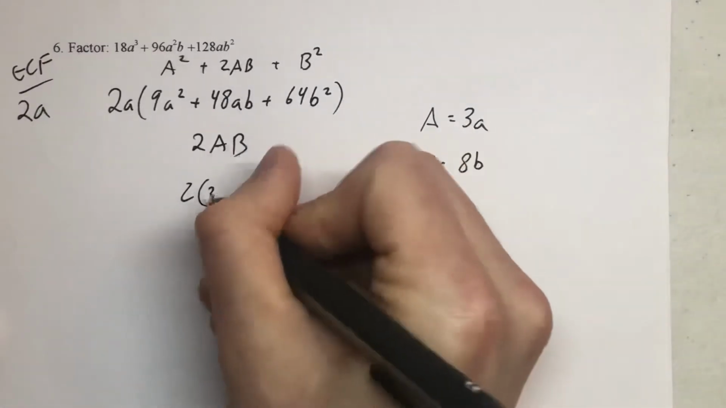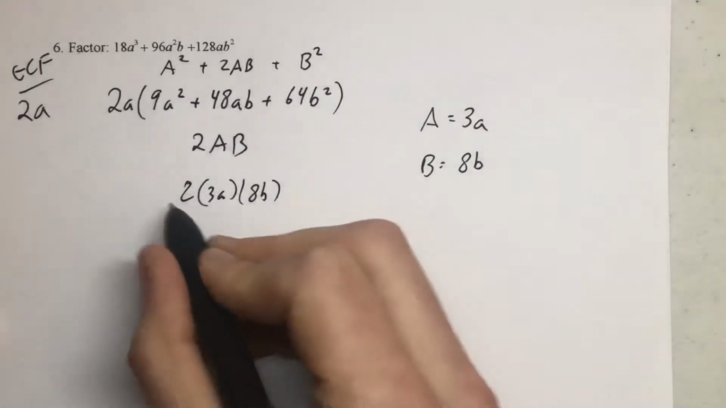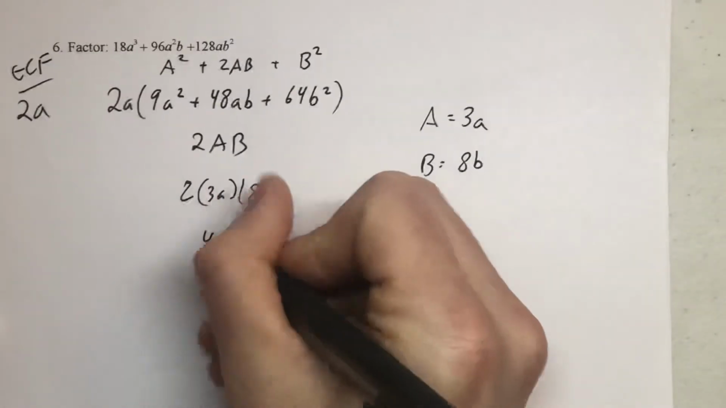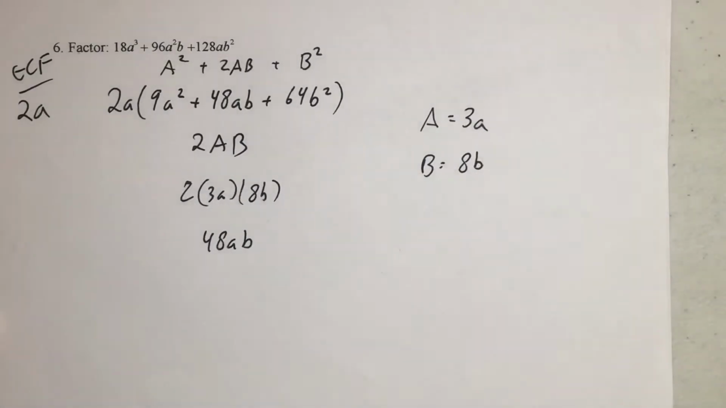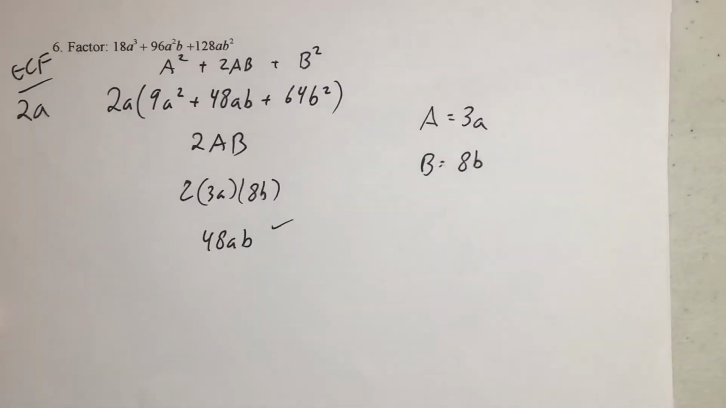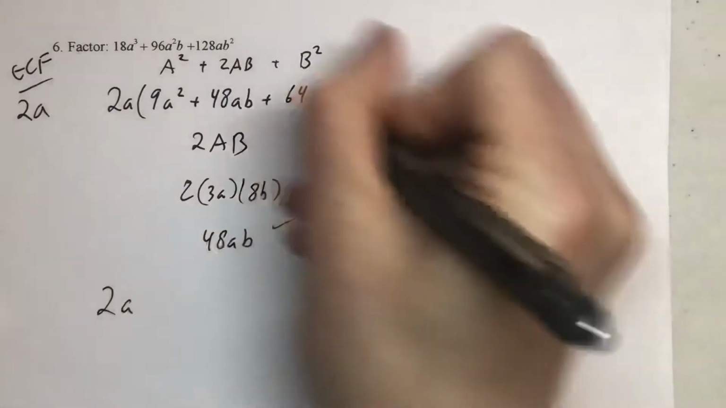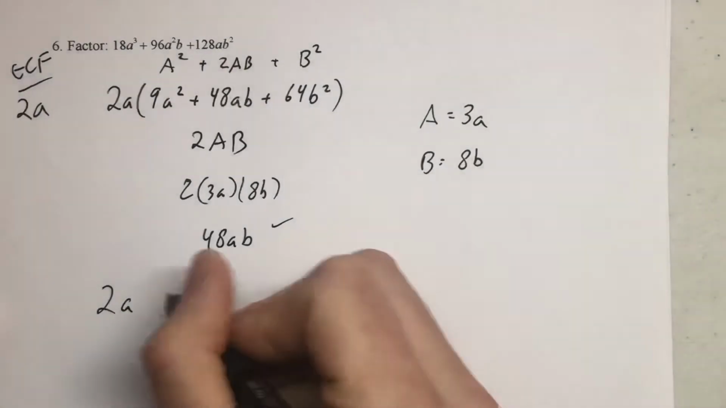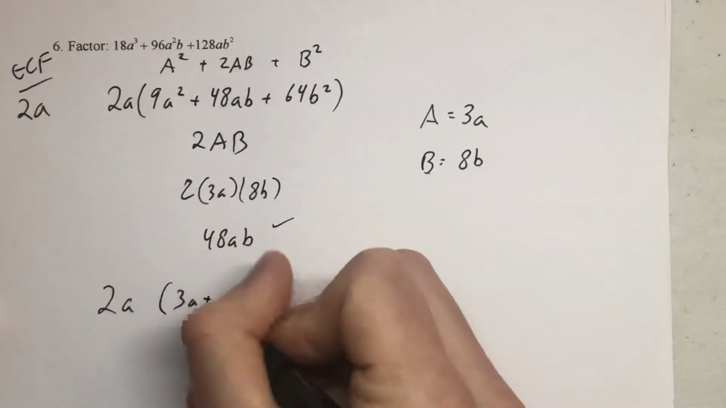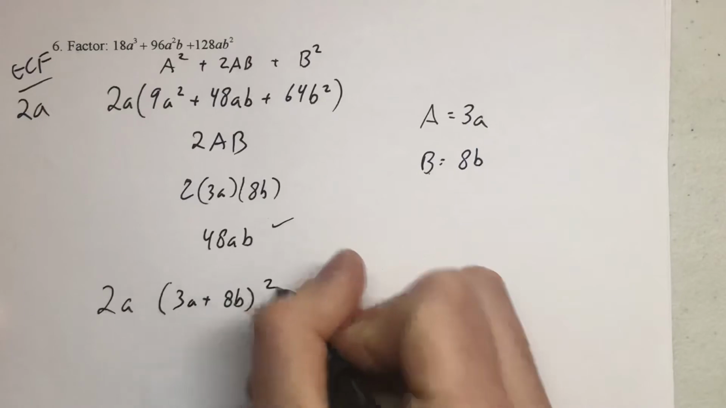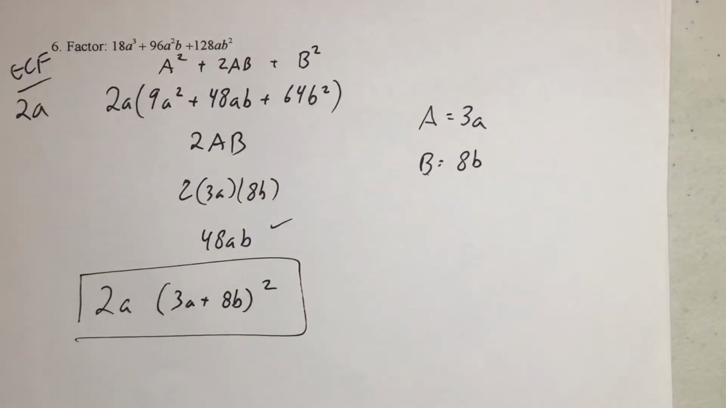What would you get if you looked at 2 times a times b? 2 times 3a times 8b. 2 and 3 and 8, so that's 48ab, which is exactly what we've got. So again, we verify that pattern with this a and b, so now we just say that we know that trinomial will always factor to the a plus b quantity squared, of 3a plus 8b quantity squared. And that's our factored form.